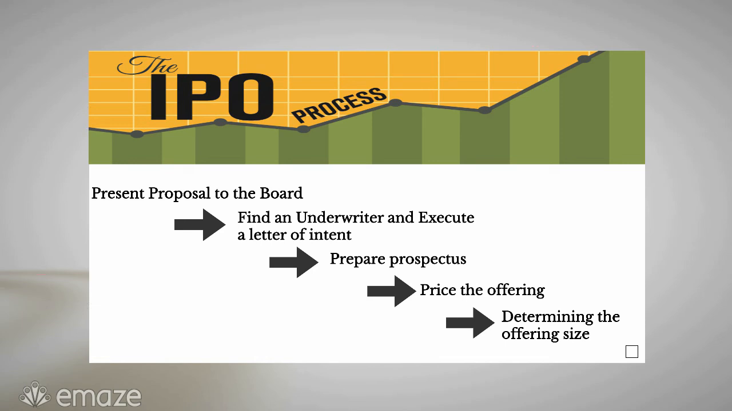So step 1, presenting the proposal to the board. This is the process of presenting the business plan and financial projection as to why the business should enter the public market to the board of directors. Step 2 is finding an underwriter.